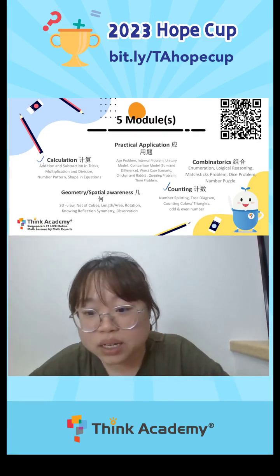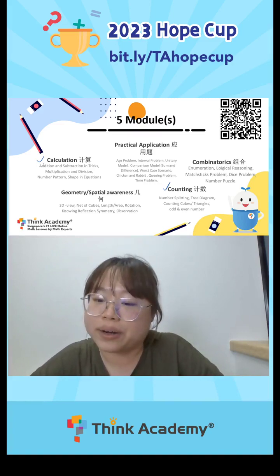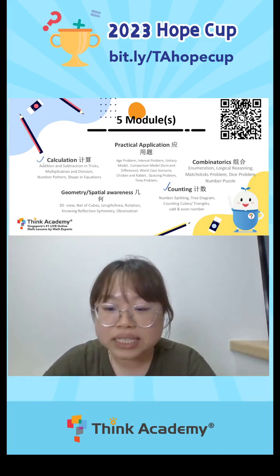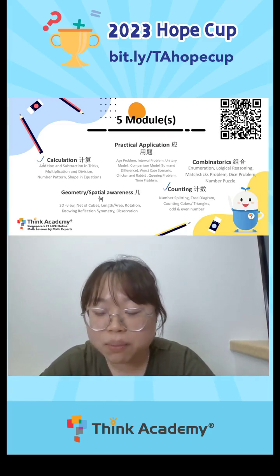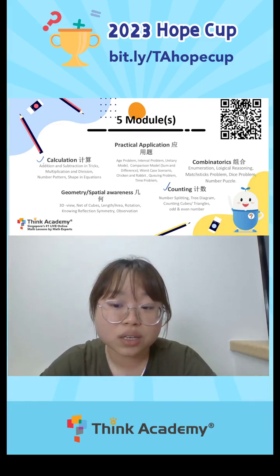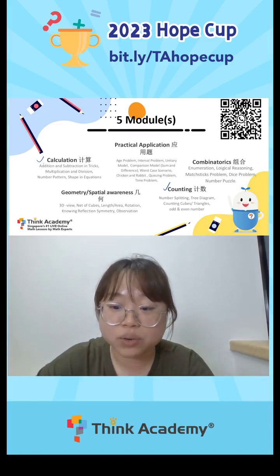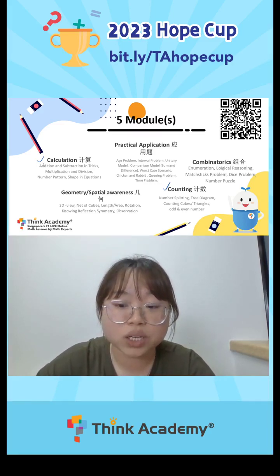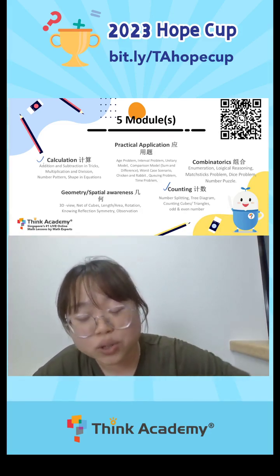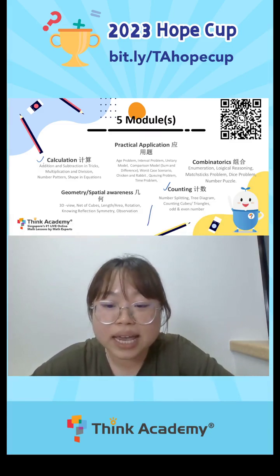Tree diagram. Let's say you are given 3 shirts, you are given 2 trousers. They ask you how many different combinations you can come up with, different shirts and different trousers you can wear. This kind of question, you need to use tree diagram. Okay, what else? Counting cube and triangles. Wow, always there is a question like this.